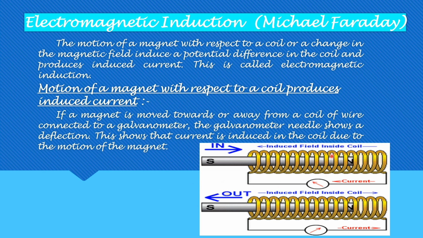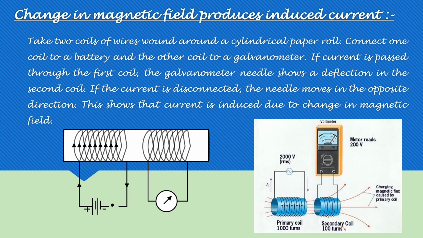connected to a galvanometer. Here there is a deflection in the galvanometer needle and this shows the direction of the current. So change in magnetic field produces induced current. Let's consider an example.